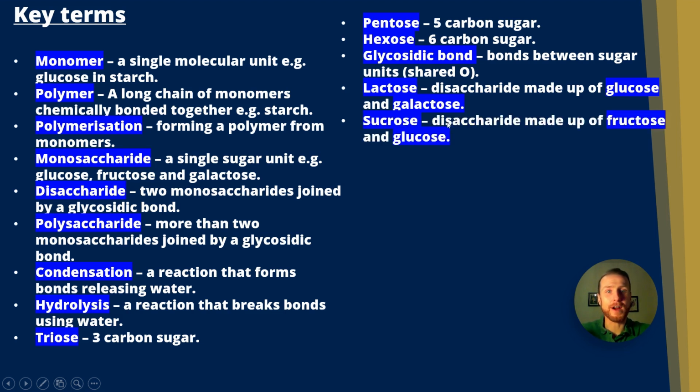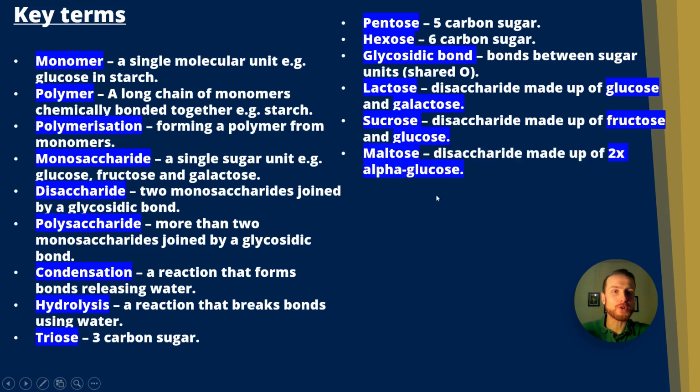Sucrose is a disaccharide, di meaning two. Think about carbon dioxide that has 2 oxygens. Disaccharide, 2 sugars, and it's made up of fructose and glucose. Maltose is a disaccharide made up of 2 lots of alpha glucose joined with that glycosidic bond.